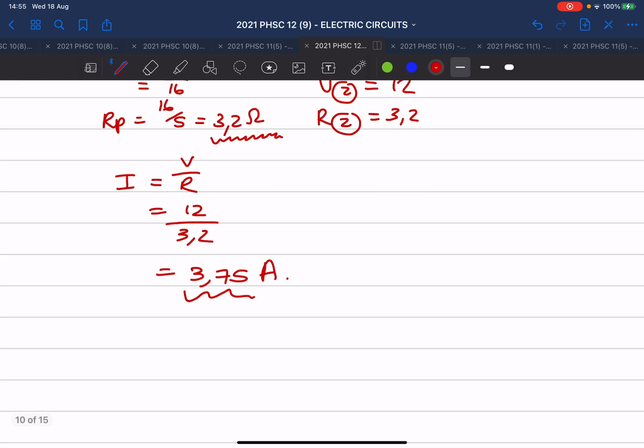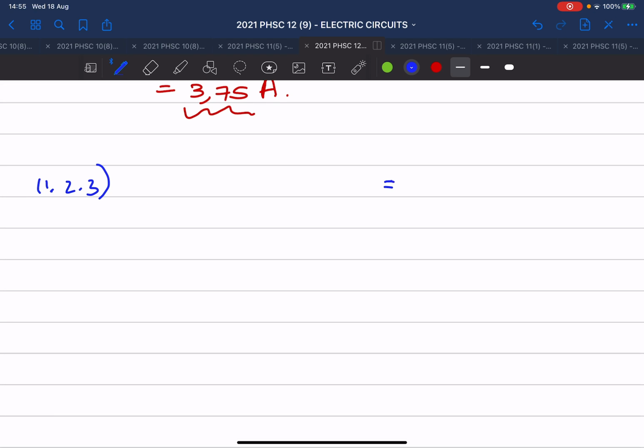Then the next one, 11.2.3. They ask, calculate the energy that is used or goes to waste in 2 minutes in the 12 ohm resistor. So they want the energy. We measure energy in joules. What is that symbol for energy? Watts, right? They say the time must be 2 minutes. Do we like it in minutes? No, we want it in seconds. So we times 60. That gives you 120.